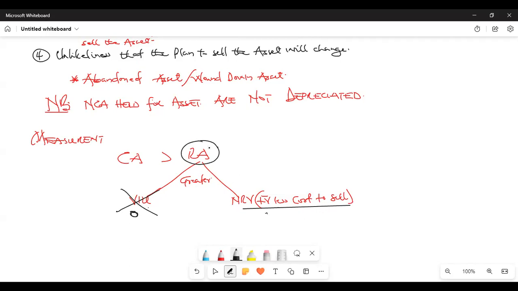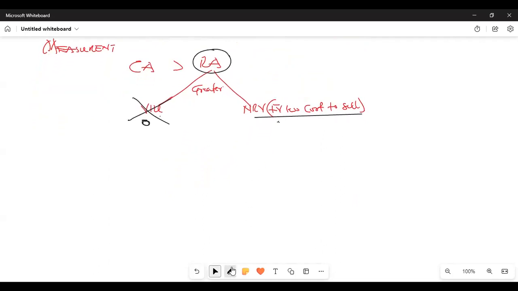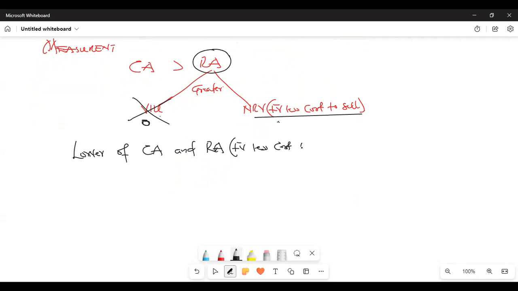Your recoverable amount. And so in NCA held for sale, we say that our measurement is the lower of the carrying amount and the recoverable amount. So it takes you back, and the recoverable amount will only be this one, your fair value less cost to sell. That will be it, because there's no value in use.